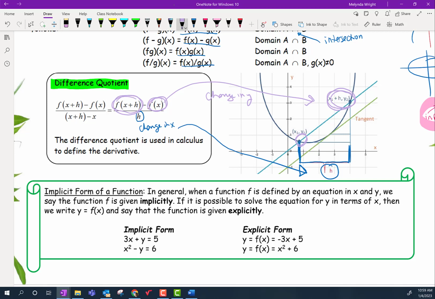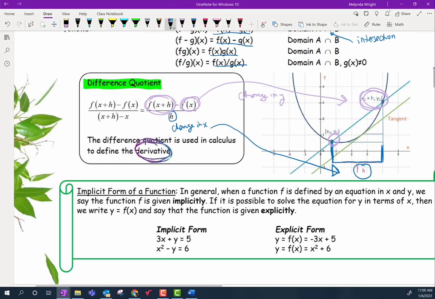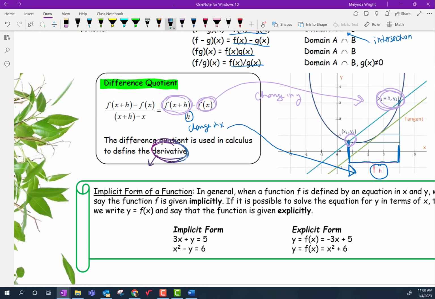So what is the deal with the difference quotient? The difference quotient is actually part of the derivative. We're going to be working on derivatives next year. Let me show you the definition of the derivative. You don't need to memorize this right yet. The limit as h approaches 0 of f of x plus h minus f of x, over h. Notice that in this definition of the derivative, this part of it right here is the difference quotient.